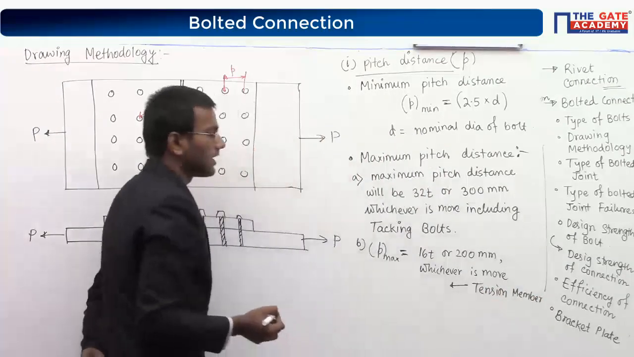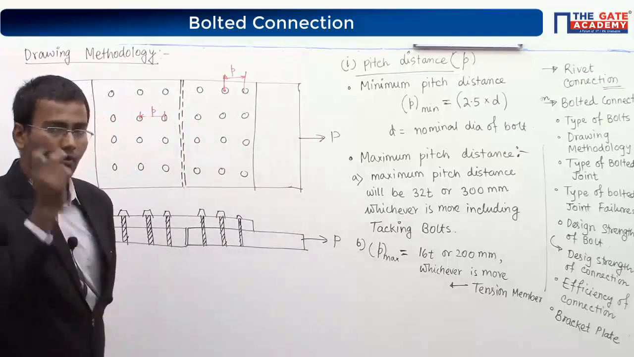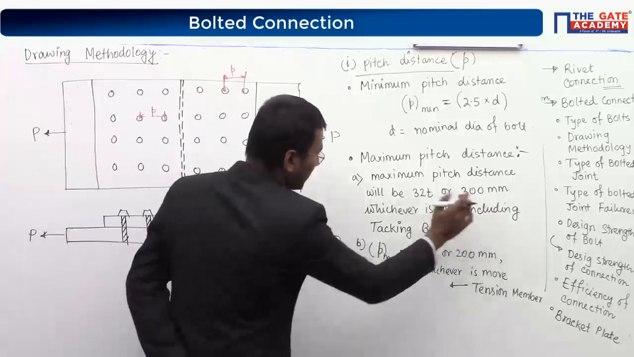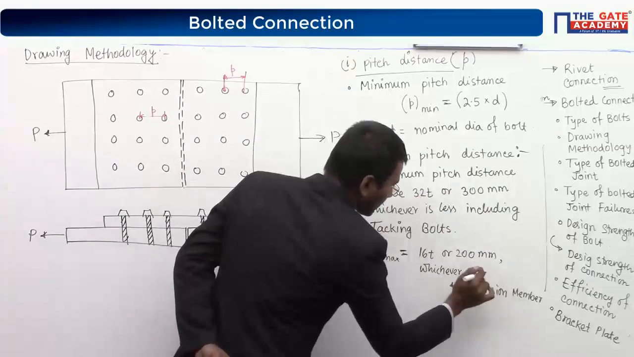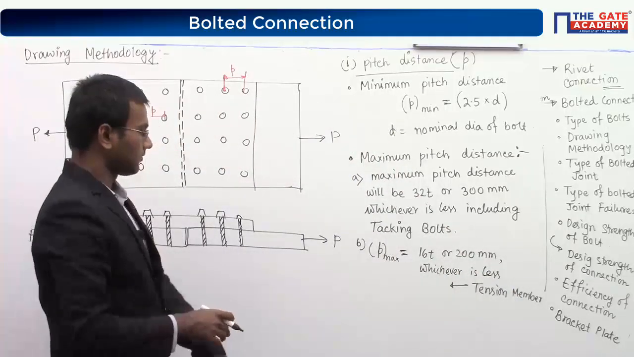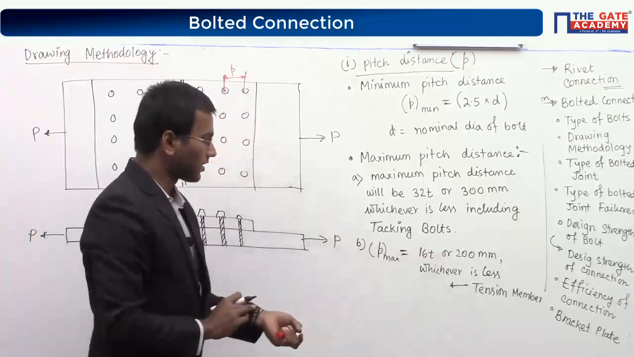This is valid for tension members. 16T or 200 mm, whichever is more for tension members. No, it is less actually. Whichever is less. My mistake. It should be whichever is less for tension members.